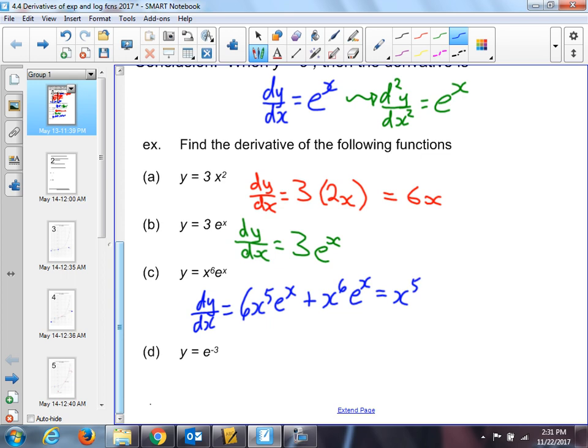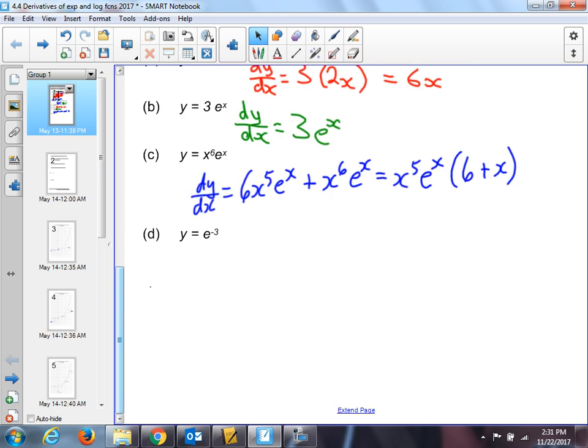X to the 5, e to the x is in common. And so left behind, the board is 6 plus x. Okay. How about d? Is there an x in this? This is a constant. This is some number, some decimal number.